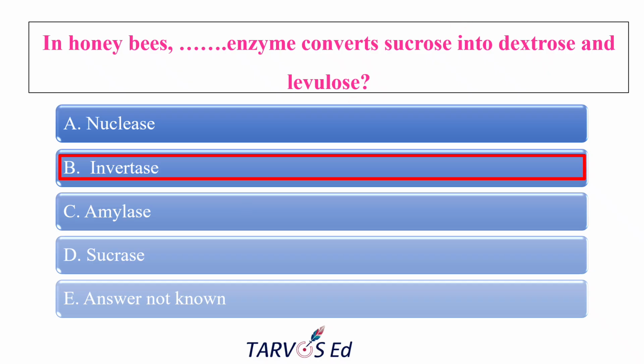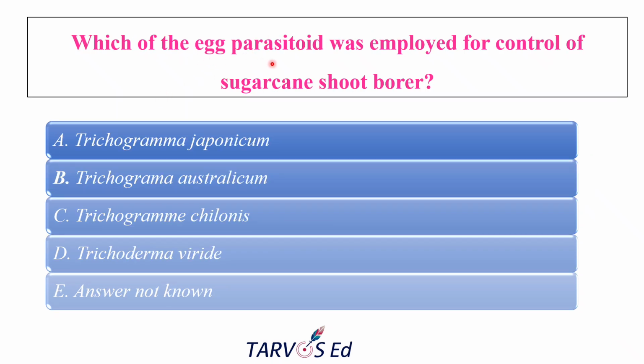Okay. And the next question is, which egg parasitoid was employed for the control of sugarcane shoot borer? So to control this particular pest, there is a biocontrol agent used. They asked about the egg parasitoid. What is an egg parasitoid? The parasitoid adult lays its eggs in the body of the pest. Once the egg deposition is done, the larva emerges and feeds on the pest so that it gets killed.